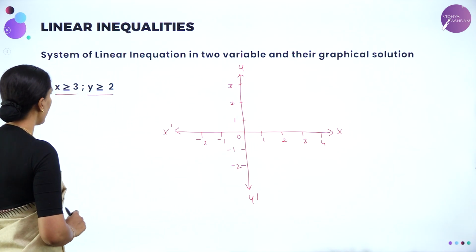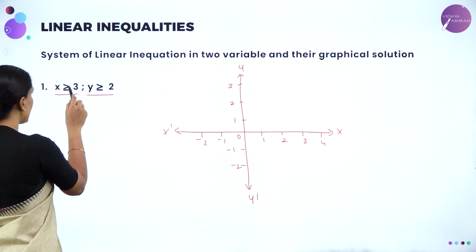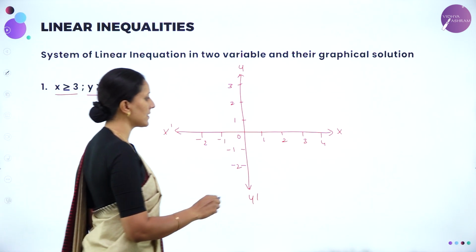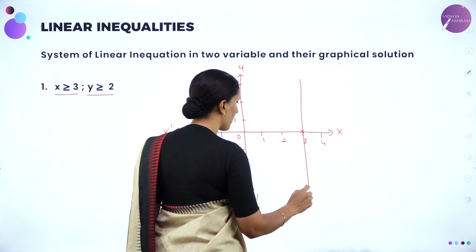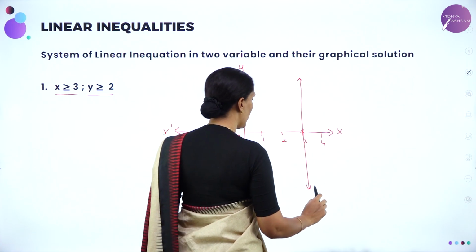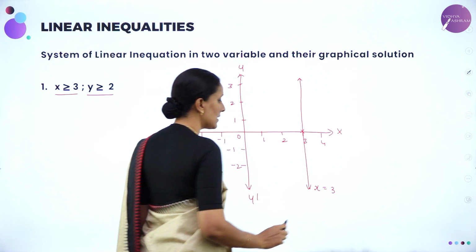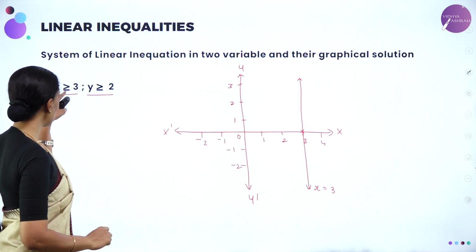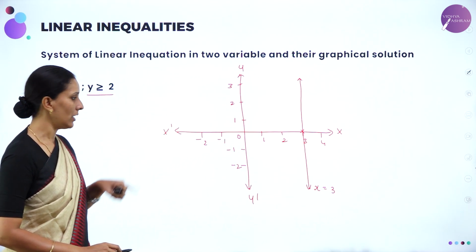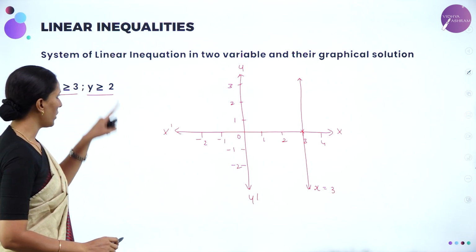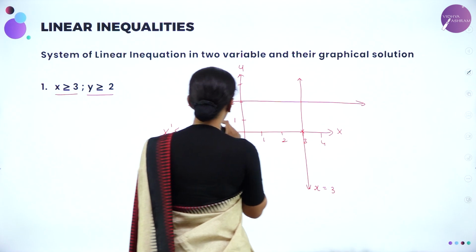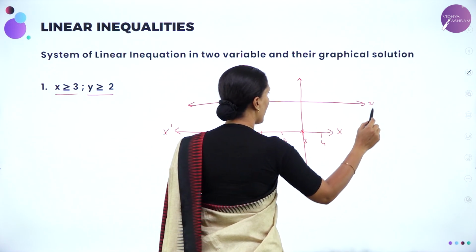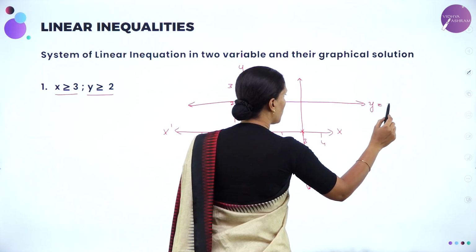Now here, my first equation is x is equal to 3. So where is the point x is equal to 3? Here is the point. Let us draw this line. This is the equation x is equal to 3. Since the inequality contains equality, we are using the dark line here. Next is y greater than or equal to 2. This is the line y is equal to 2, passing through 2.